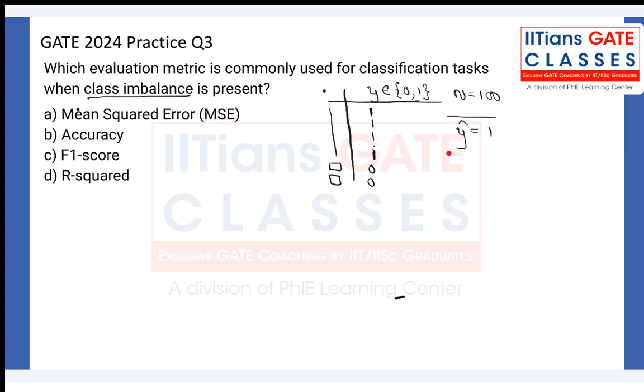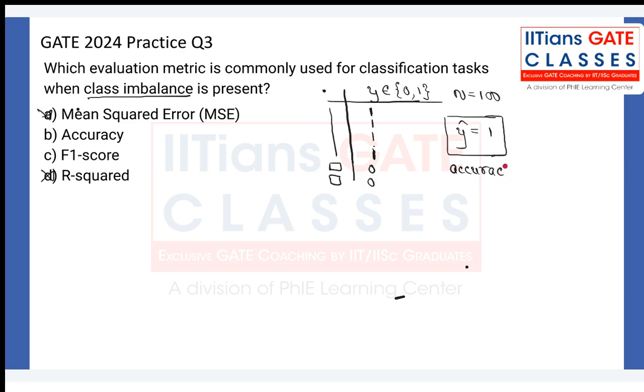Okay, very simple model. I am not doing any machine learning. I'm just saying whatever sample I get, I will predict y bar as 1. Mean squared error is something used in regression, so you can omit this. R squared is also something used in regression, you can omit this. What will be the accuracy of the model? Training accuracy? Can anyone tell me?